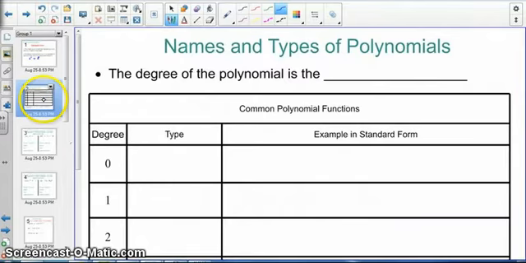The degree, for names and types of polynomials, the degree of the polynomial is your highest exponent. That highest exponent will tell us what the degree is, like the name, okay? It'll also tell us another important thing, like our leading coefficient. So we have to make sure they're in standard form, highest exponent to the lowest.